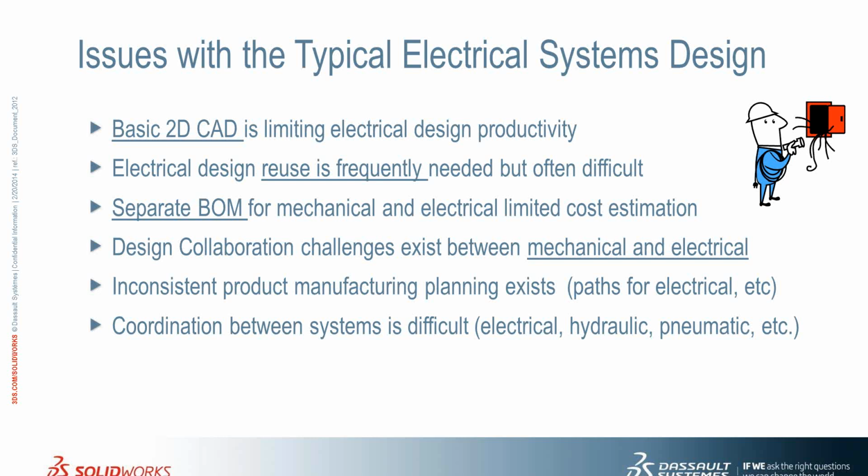So let's say there is electrical information you want to channel into your 3D design in mechanical. Who will do the 3D design job? And how does the information channel over? So it's always an issue. And at the end, we have inconsistent product manufacturing planning because of the design collaboration issues that we are facing, and we have difficulty in coordination between the systems.